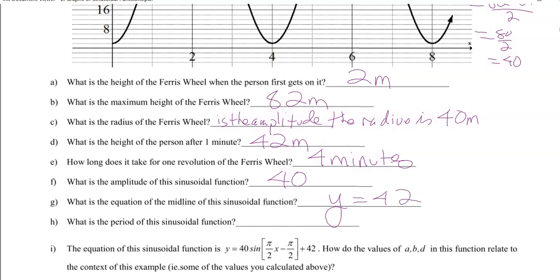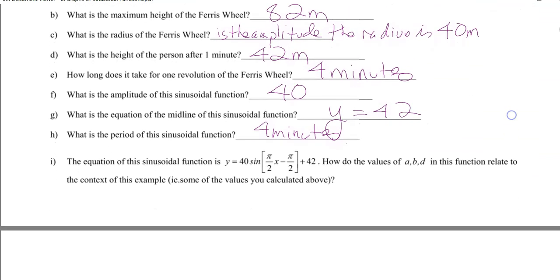What is the period of this sinusoidal function? We did that, right? Somewhere. It's like 1 revolution, that would be the period, right? So 4 minutes. If we put all of this together, then the equation of the sinusoidal function for this would be y is equal to 40 sine pi over 2x minus pi over 2 plus 42. Now, you're not responsible for generating this, but we can look at the graph and generate this equation.